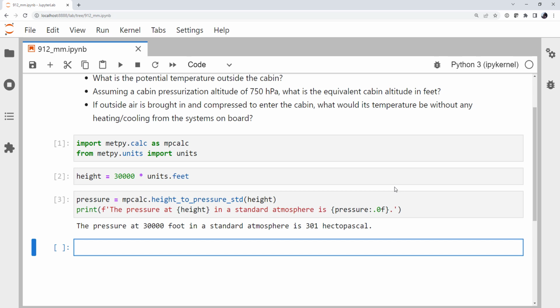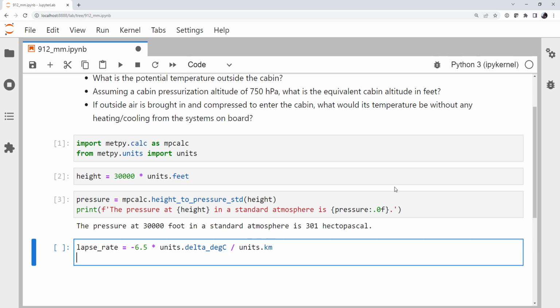Now, what about the next portion, which is what's the temperature outside? For that, we need to look up the lapse rate for a standard atmosphere, which I did, and in the pressure range that we are in, the standard atmosphere is minus 6.5. And then we're going to add units of delta, remember, delta degrees Celsius, per kilometer. That's our lapse rate.